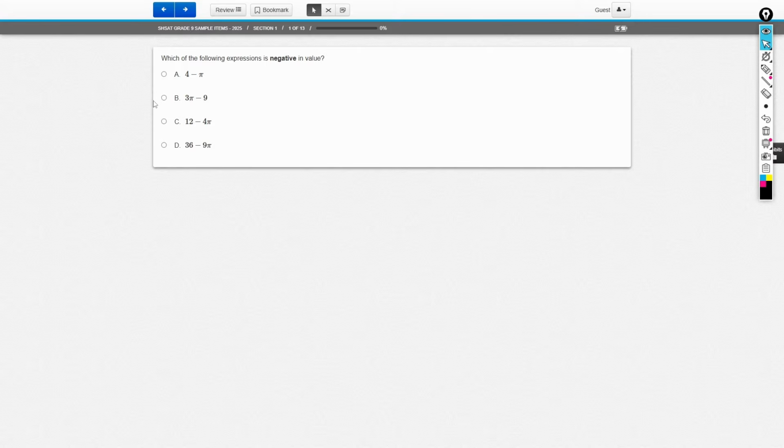Unfortunately, the DOE doesn't really make full-length 9th grade practice tests. I would love if they did, but all we get each year are 13 math problems, so I'm going to go over them. So the first problem asks us which of the following expressions is negative in value, okay?